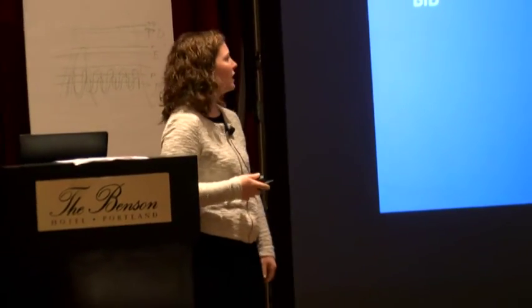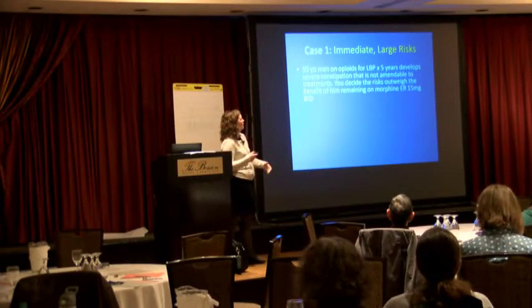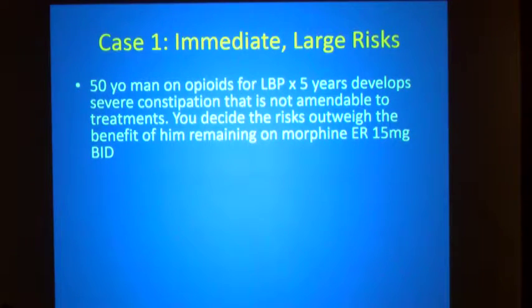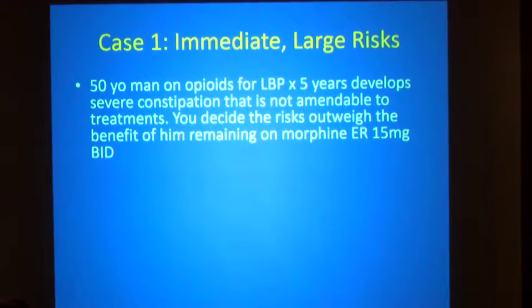So case number 1, this is a patient who has immediate large risk. It's a 50-year-old man. He's been on opioids for low back pain for 5 years. He's developed very severe constipation that's not amenable to treatments. You decide that the risks outweigh the benefit of him remaining on a relatively low dose of morphine. How are you going to approach this taper?